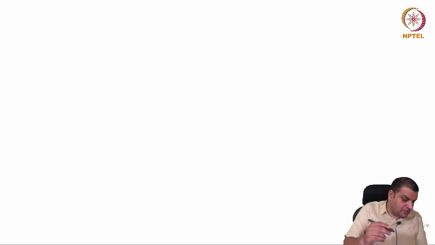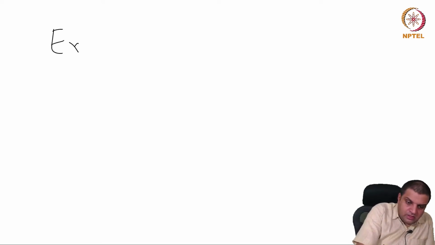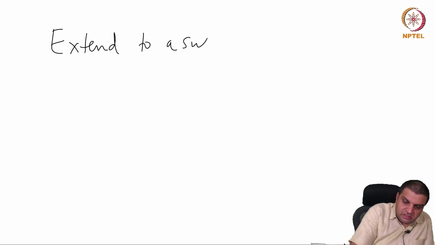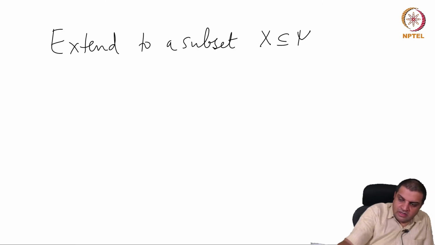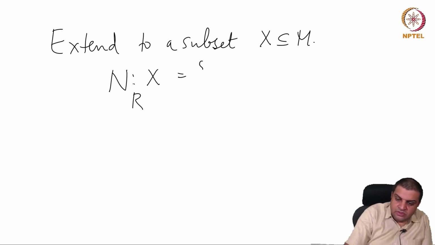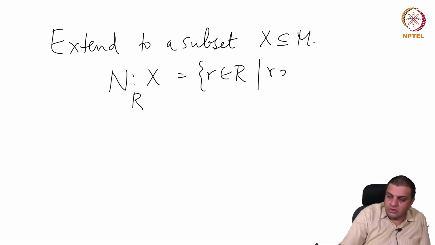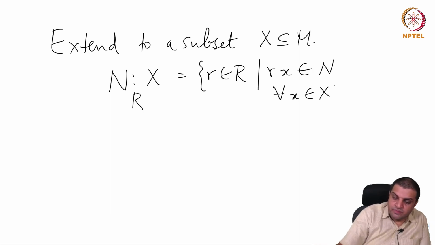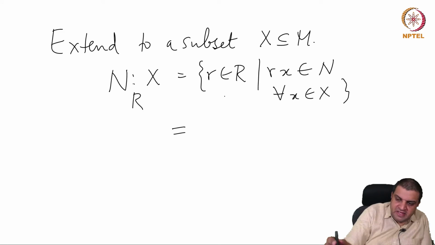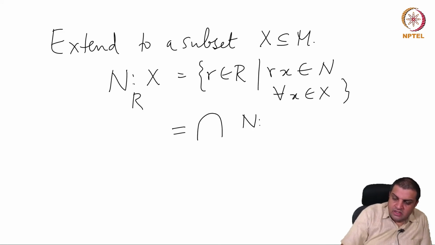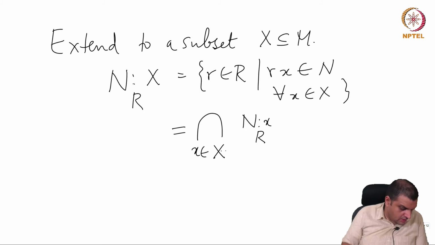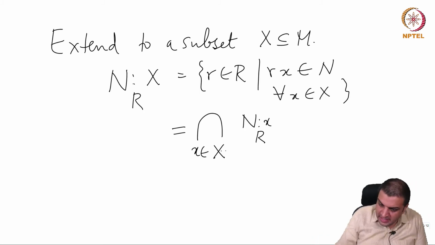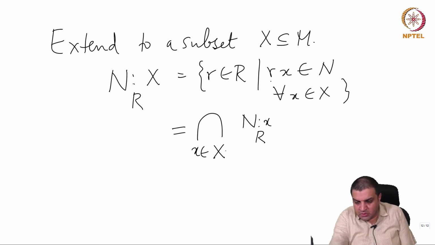One can extend this to a subset X of M, not necessarily a submodule. So we can write N colon X over R. This is the set of r in R such that rx is inside N for all x in X. It is then easy to see that imposing this condition on every x is the same thing as the intersection of N colon x over R, for x in X. This is just an observation. The underlying thing is we have this multiplication.